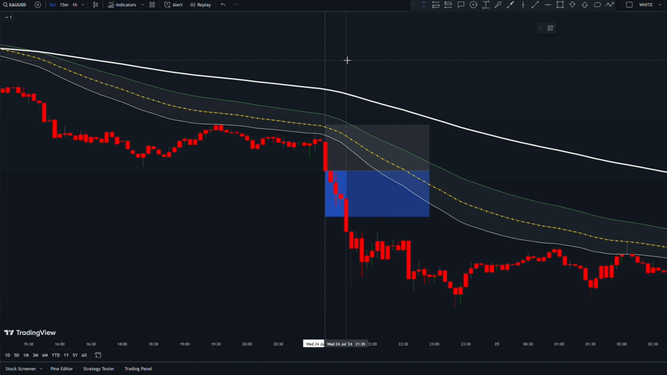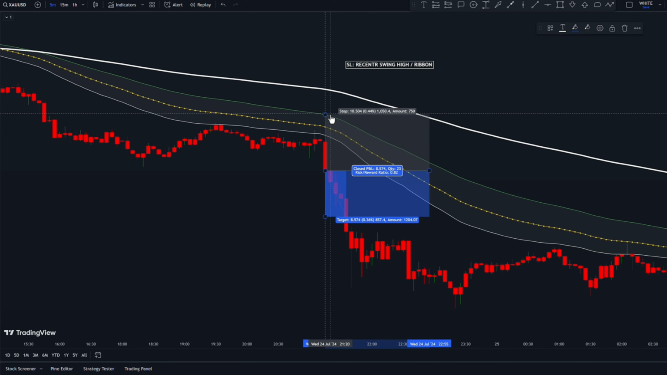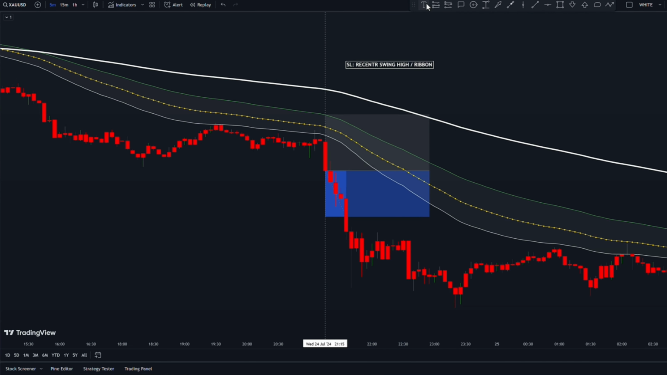After entering the trade, we need to set a stop loss to manage our risk. The stop loss is a predetermined price level at which we will exit the trade to prevent further losses. In this case, we set the stop loss slightly above the anchored MA ribbon or slightly above the recent swing high. The swing high is the highest point that price reached during the pullback.